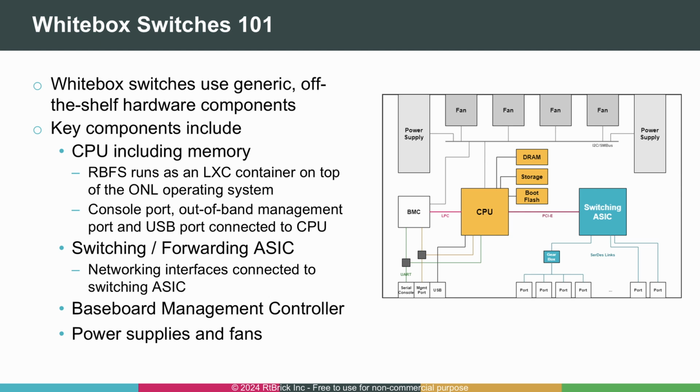The switching ASIC, which stands for Application-Specific Integrated Circuit, is a specialized integrated circuit designed for packet forwarding and processing. It is responsible for high-speed packet switching and routing, enabling data to move efficiently within the network. Currently, RBFS supports Broadcom Qumran 2C, Qumran 2A, and Qumran AX-based white box switches. The physical network interfaces of a white box switch connect directly to the switching ASIC. This is crucial because, for in-band management access to the switch, the ASIC must forward management traffic to the CPU.